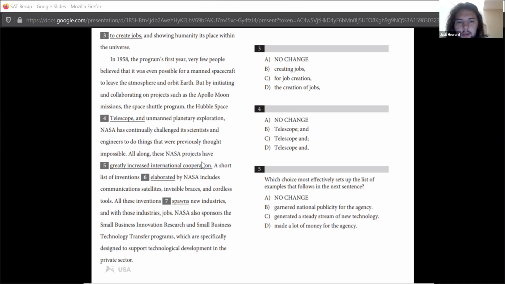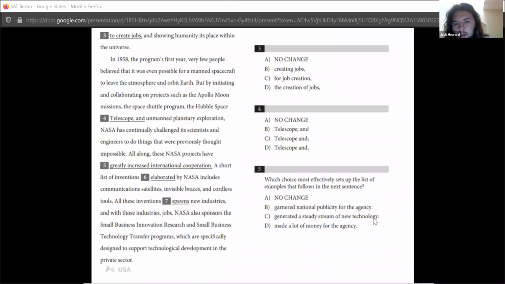All along, these NASA projects have greatly increased international cooperation. A short list of inventions elaborated by NASA includes communication satellites, invisible braces, and cordless tools. To me, this seems a bit out of context. Like A seems a bit out of context, the way it already is, because the next sentence doesn't talk about international cooperation. It talks about something else. It talks about inventions generally.